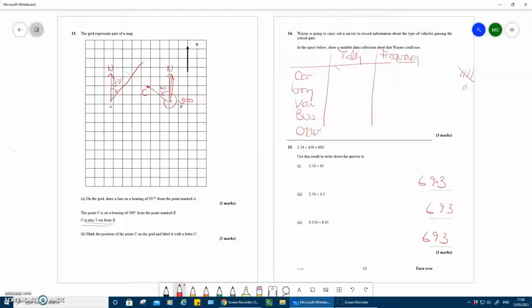Or you could do, well, what's 1.5 times 45, or 1.5 times 40? 1.5 times 40 is 60, so I know the answer must be somewhere near 60, which helps you put the point in the right place. The next one, again, we've divided by 10 again, or we could do 1.5 times 4 is 6, so I know the answer is roughly 6, so 6.93.